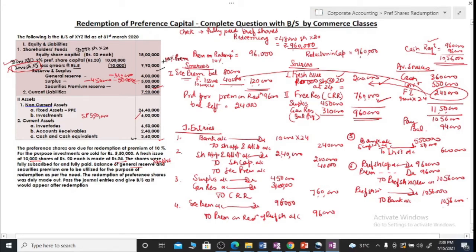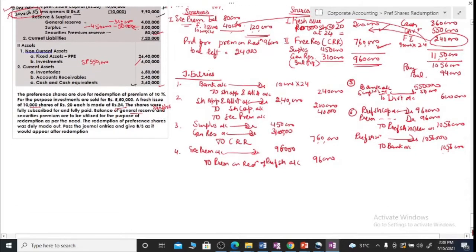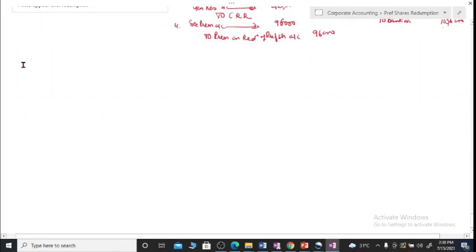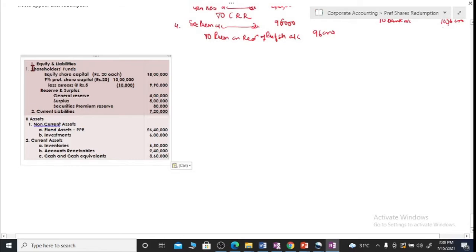Now once we have done the journal entries, our next step will be to prepare balance sheet of this company. Now preparation of balance sheet is quite a simple task if we keep the old balance sheet with us, because all the transactions we have understood them and then only we have recorded them. So if we just keep track of this balance sheet with us, then we can frame a new balance sheet. Okay, normally in your books etc you will be keeping question with you. So now we will prepare balance sheet after redemption of preference shares.